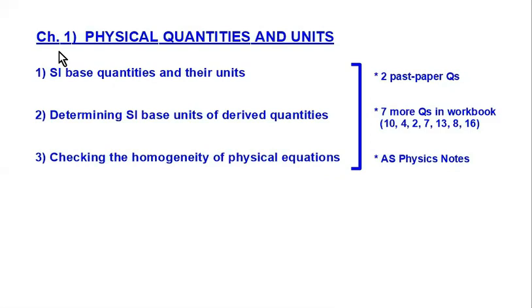Students, our first lesson ends here. In this lesson, we learned the first three topics of chapter 1: SI base quantities and their units, determining the SI base units of derived quantities, and checking the homogeneity of physical equations. We also did two past paper questions on these topics in this lesson. There are 7 more questions on these topics in our workbook. These are the question numbers. Do these questions in the same order as stated here, because they have been arranged in the increasing difficulty level order. But before that, read these topics from my AS Physics notes and learn all the important stuff from there.